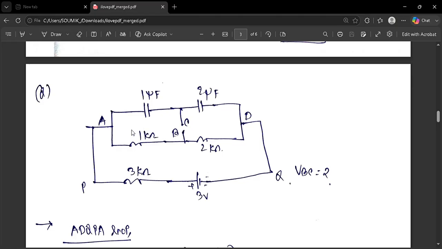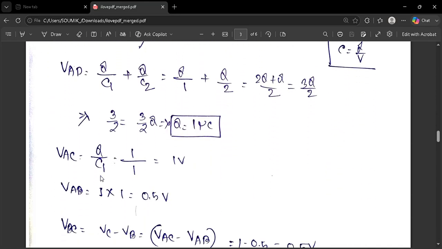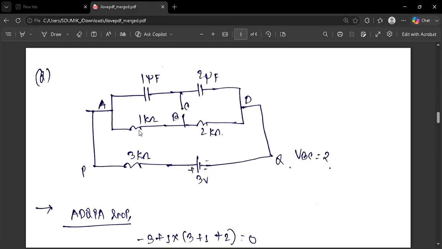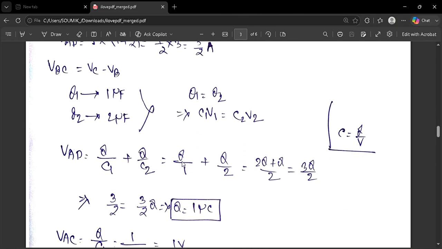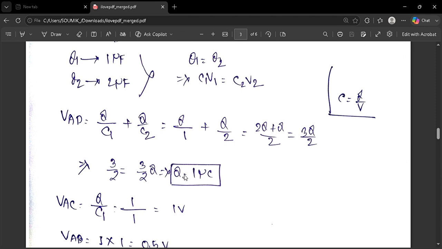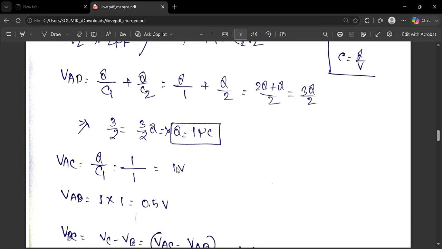So first we have to calculate the potential difference between the two plates of the first capacitor, that is VAC. What is VAC? VAC is equal to Q by C1, and what is VAB? V is equal to I into 1. That is just simple. One by one we can calculate these, VAC, VAB. This is voltage basically, the potential difference between 2 points of the circuit.